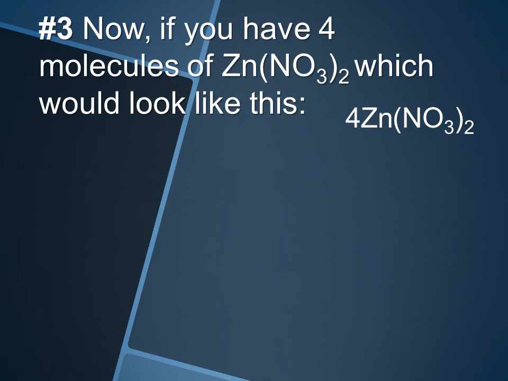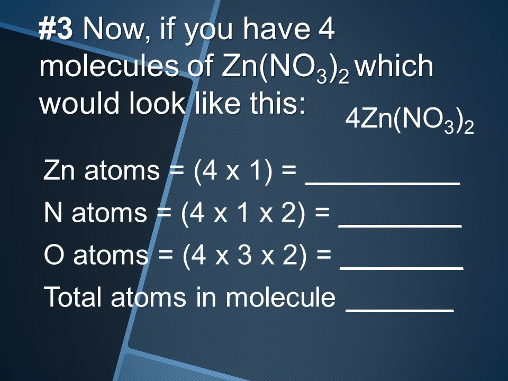Okay, so the last one is the hardest. So you know how to do this molecule, zinc nitrate, where you have a parentheses and you have a number outside that parentheses. But what if you had a number in front of it too? Okay, so if you had 4 zinc nitrate molecules, it would look like this. Okay, so this means there's 4 zinc nitrate molecules. So we need to figure this out. So what you would do is you would do exactly what we did before. You just multiply everything by 4.